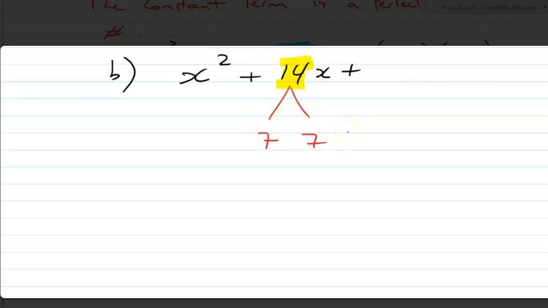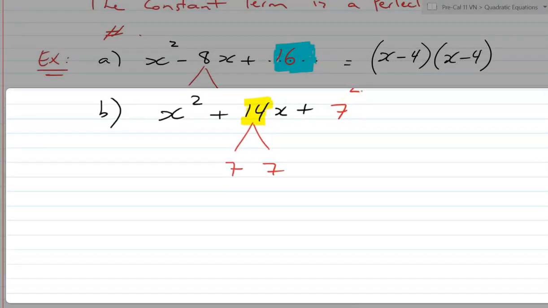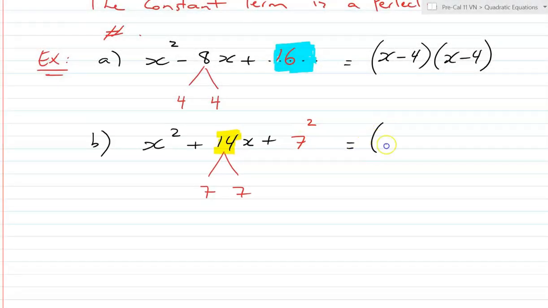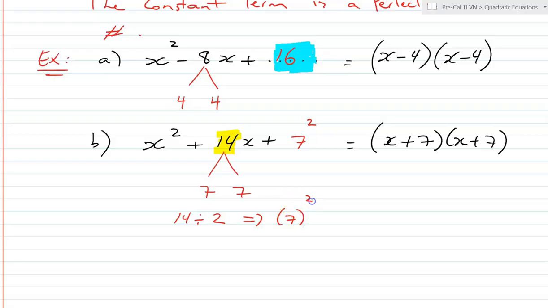So 7 squared is 49. And then when you set that up, and then you go through, you get (x + 7)(x + 7). So very easily, 14 divided by 2, whatever you get, you have to square it. That's what you would do. And that would be the addition to the third term that you add to the binomial. And then you create a perfect square trinomial.